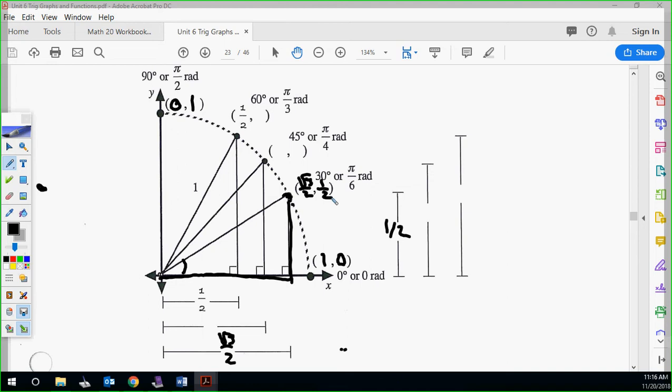Let's jump to the 60 since they're similar. So the 60, they already have it here for us. Here's the 60. What's taller, the x or the y? The y is. So the x is the 1/2. The y is the root 3 over 2. That length there.